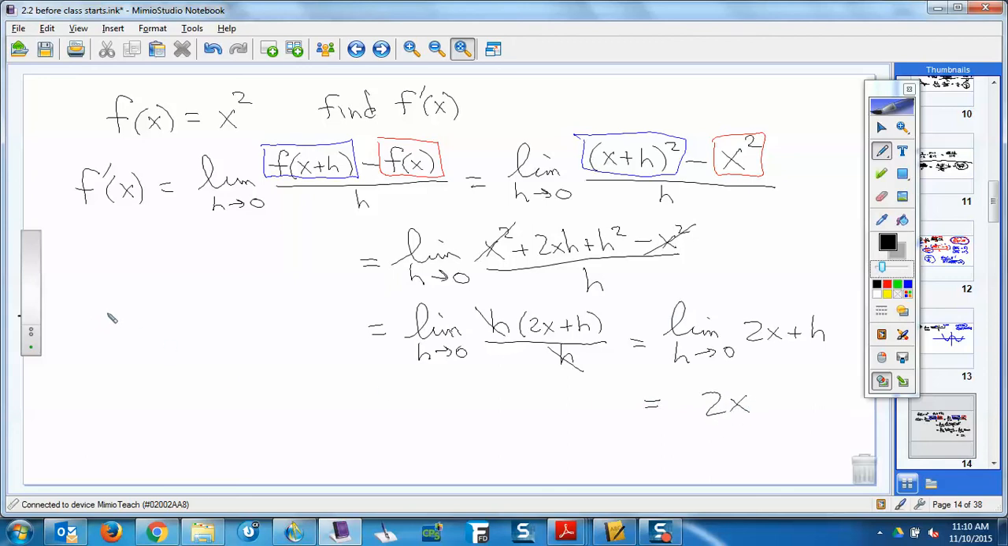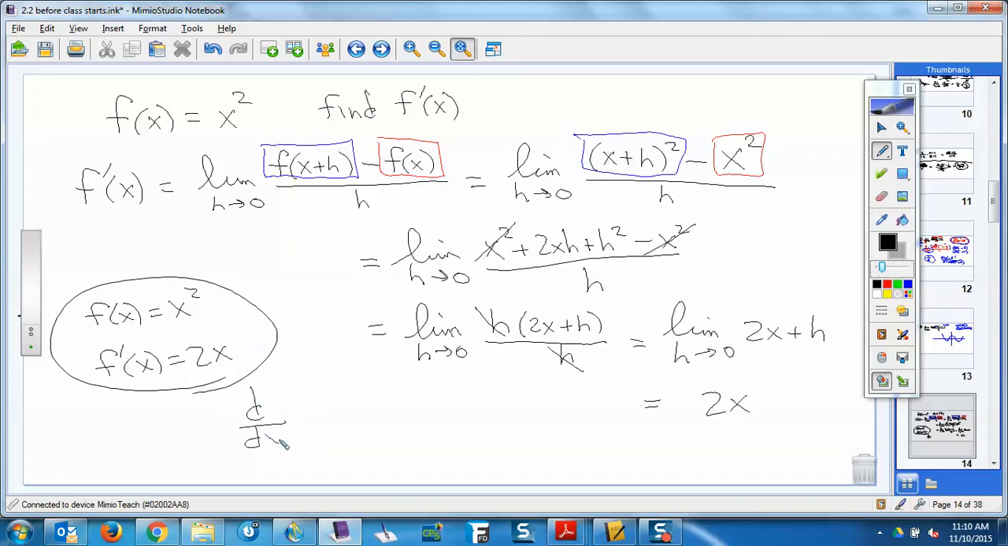So what we're saying is that if our original function is x squared, our derivative function is 2x, right? Using Leibniz notation, what we just said is that the derivative of x squared is 2x. Isn't that what we just said? The derivative of x squared is 2x.